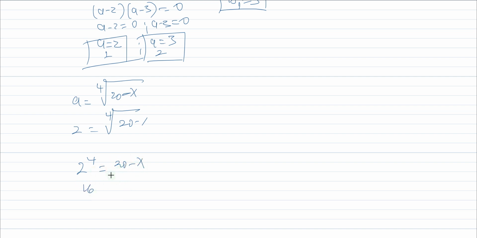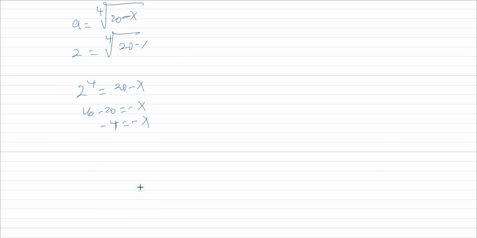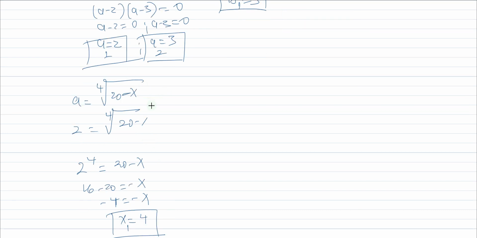So this is 16 − 20 = −x. I'm going to have −4 = −x, and then x1 is equal to 4. Okay, so I'm going to use again the value of a, in this case a = 3. So I'm going to have 3 equals the 4th root of 20 − x, and then taking both sides to the power of 4, we're going to have 3⁴ equals 20 − x.